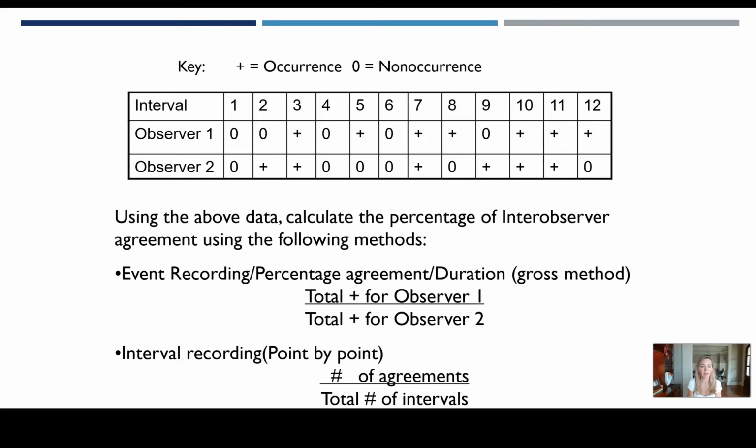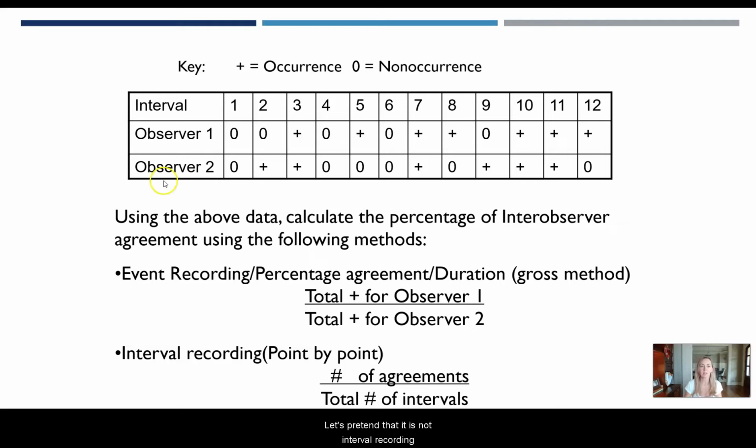collect and report. So if you have event recording, duration recording, permanent product recording, you're going to just use what they call the gross method. And that means that you take the sum data from each person, and you divide the smaller number by the larger number. So if observer 1 said it happened 5 times and observer 2 said it happened 10 times, you take 5 divided by 10 and multiply that by 100, 50%. That is your agreement.